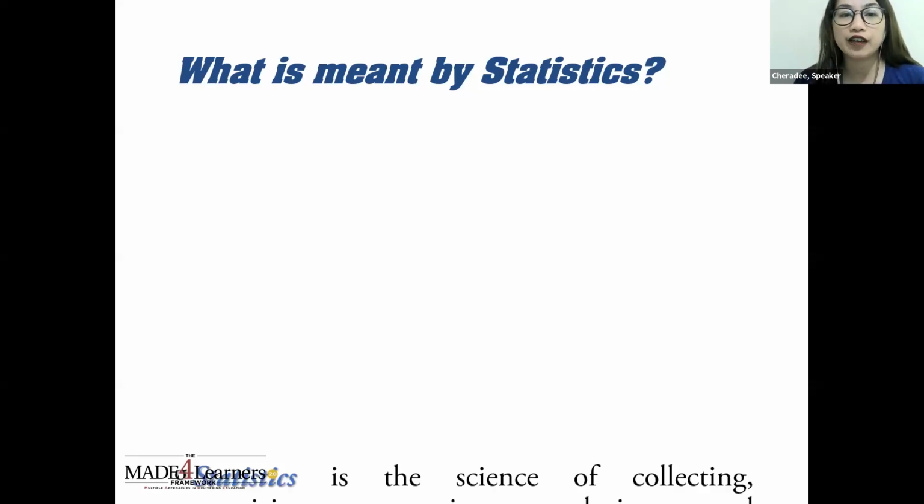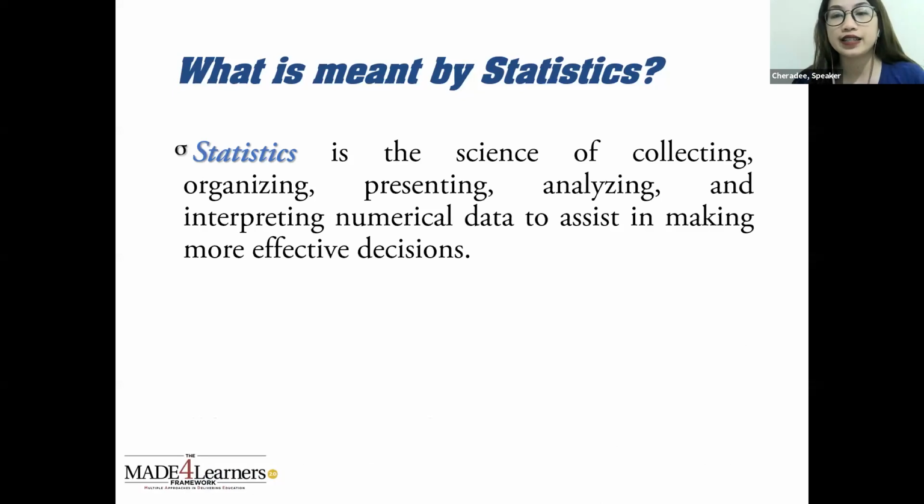And here's the definition that I have prepared. Statistics is the science of collecting, organizing, presenting, analyzing, and interpreting numerical data to assist in making more effective decisions. It mentions numerical data, but later on you will see that you can still present non-numerical data, you just have to turn it into numerical data. You will understand later how that happens. It's a science because you're following a process.